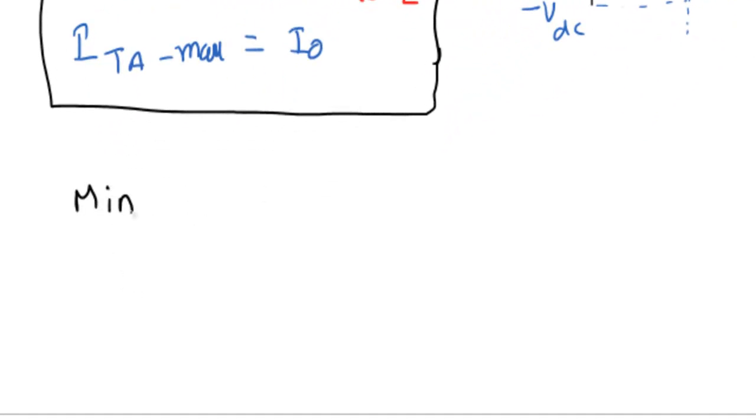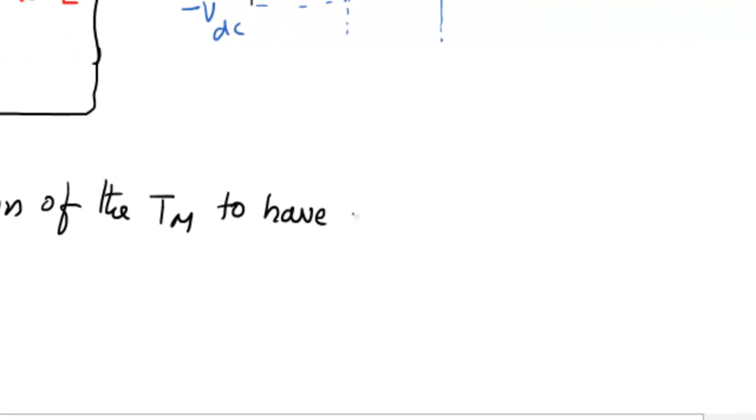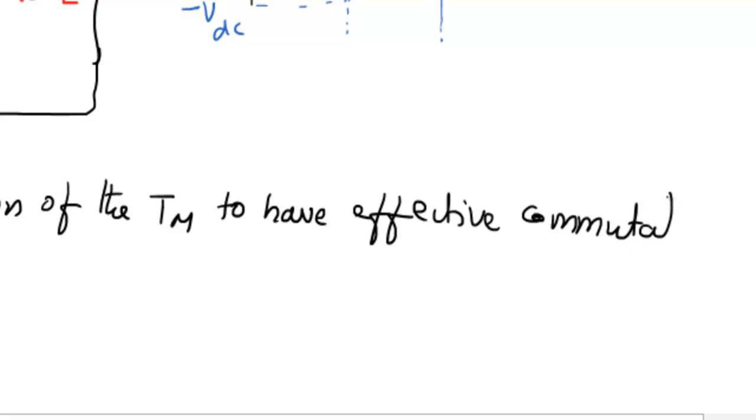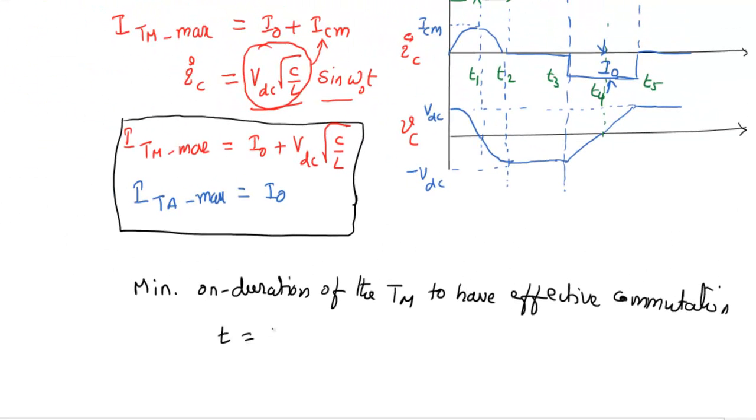So the minimum on duration of the main thyristor to have effective commutation is T equal to pi by omega naught, because omega naught is 1 by root LC, so it is pi into root LC. This is required to have the voltage reversal across the capacitor.